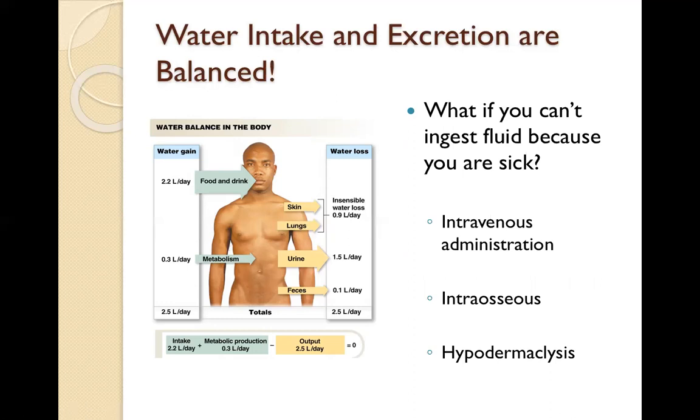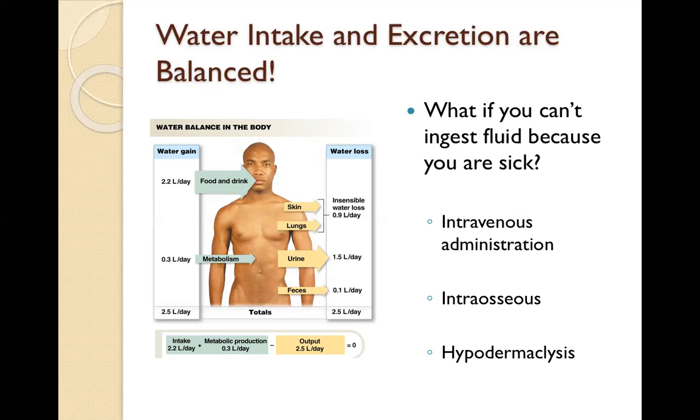If for some reason you can't tolerate fluids through the GI tract, there are other ways that people can get fluid. The most common of which you've probably heard about, when people are sick, they'll sometimes get fluid through an intravenous route, meaning into the vein. There are other ways that people can get fluid. Hypodermoclysis, which is fluid that is just under the skin, and it will be absorbed slowly. That's another way to get fluid. It's not as common, but it does work.